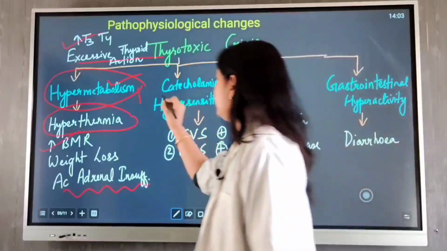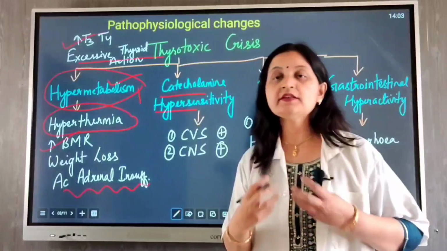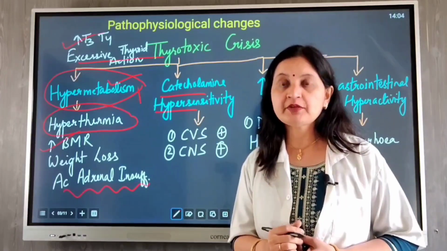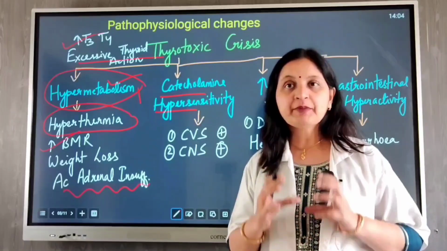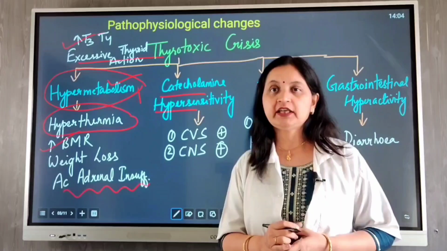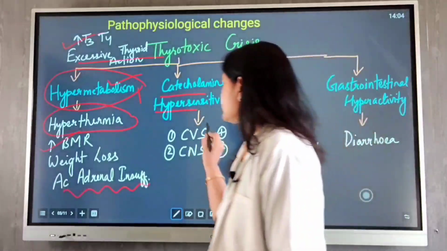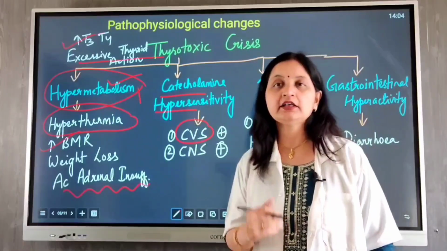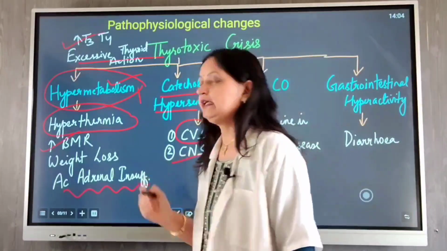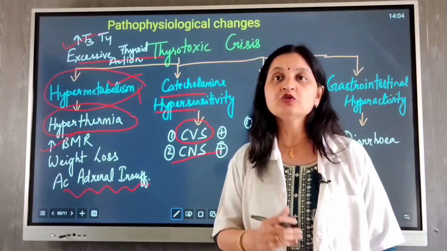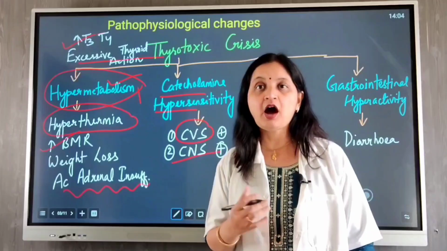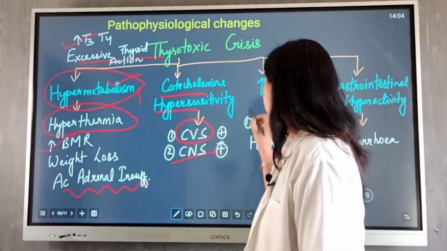Secondly, there is increased catecholamine hypersensitivity: increased expression of beta-adrenergic receptors and sensitivity of these receptors to circulating catecholamines. Because of excessive sympathetic, adrenergic activity, this results in cardiovascular symptoms such as palpitation, tachycardia, and arrhythmias. Also, there is stimulation of the central nervous system causing delirium, seizures, and can also lead to coma. Neuromuscular symptoms such as tremor and hyperreflexia are common in hyperthyroidism.